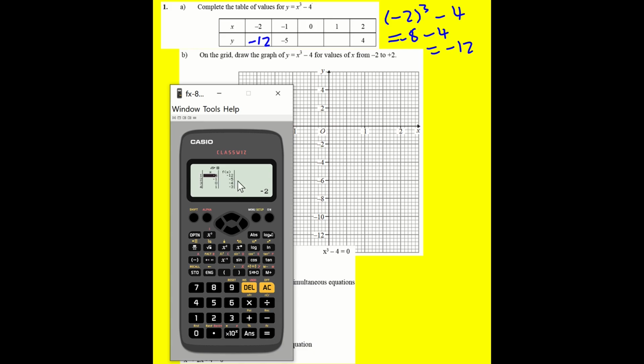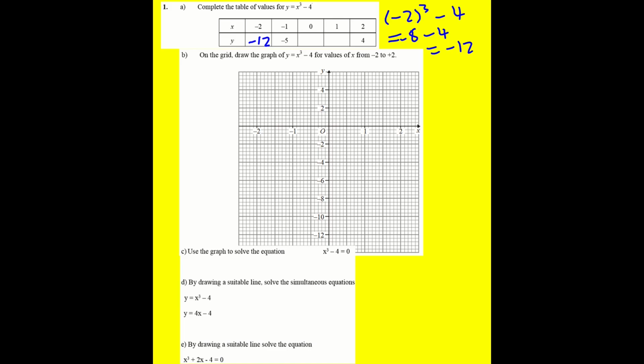Minus 12, minus 5, then minus 4 and minus 3, and then 4. So I can fill this in, minus 4, minus 3. On the grid, draw this graph, so I just need to then plot the points. So minus 2 against 12, minus 1 against 5, 0 against minus 4, 1 against minus 3, and 2 against 4. Just note that it's two big squares for every 1 along the x-axis, but actually 1 square for every 2 in the y direction.